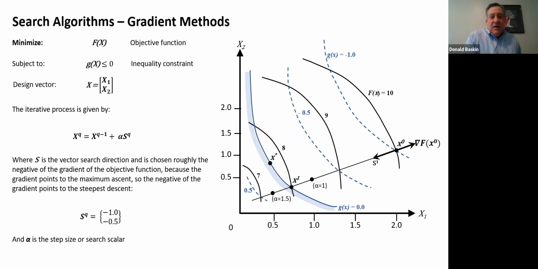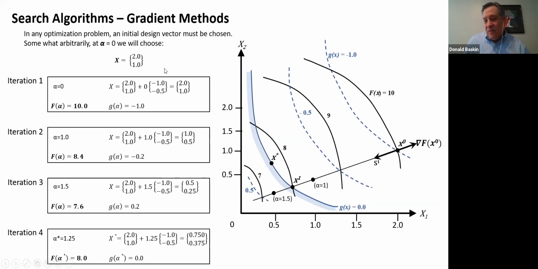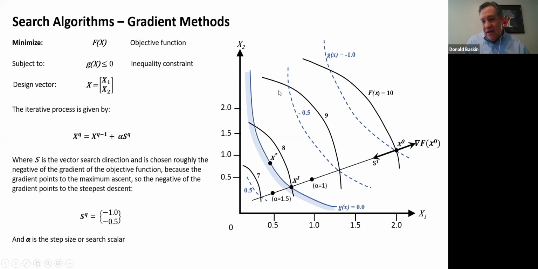So here we have an objective function f of x, and we want to minimize f of x. F of x, the mountain, the topography, the shape of the mountain for f of x is shown here in the black lines. This black line is the constant value contour for f of x equals 10. This is 9, this is 8, and we have some constraints, an inequality constraint.